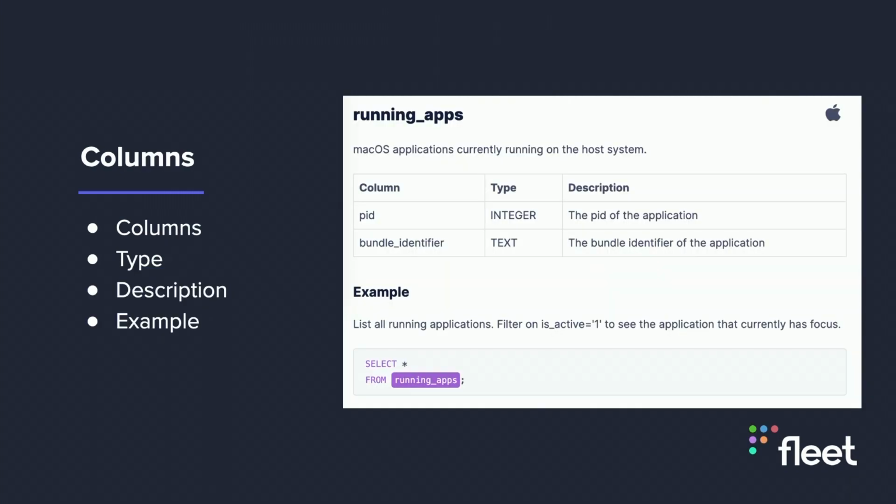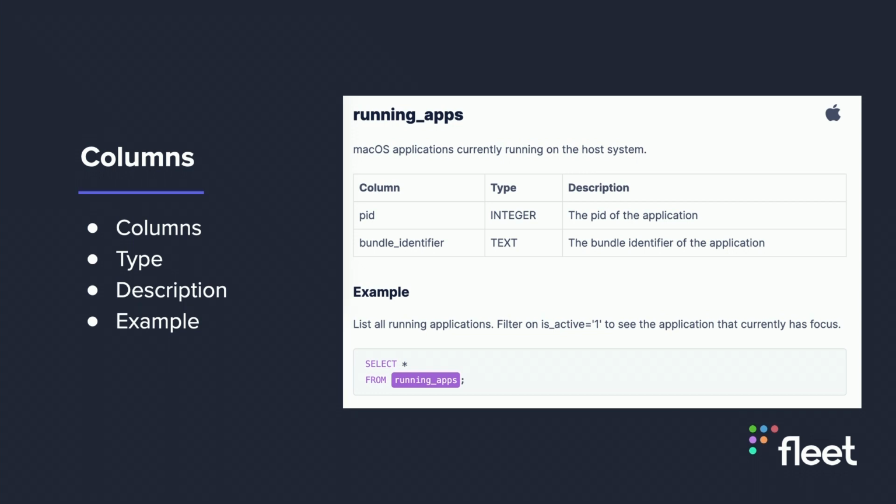So for columns, here's a good example of what this looks like for the data attributes that we're showing you on the query builder. For a column, you have the column name, the type, so that's integer or text, most likely, and then a description of what the data is that's stored in that column for a particular table. And then we'll try and give you an example.